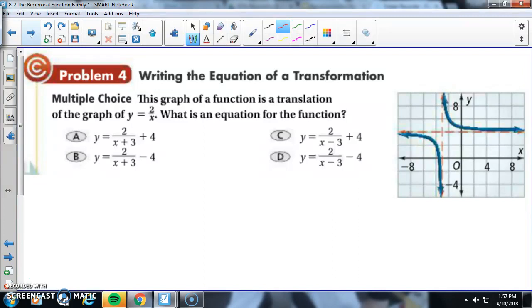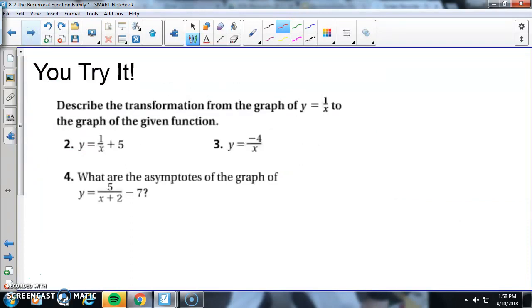Writing the equation of the transformation, we have to look at first our asymptotes. Our asymptotes are at negative 3 and at 1, 2, 3, 4. So we have to go up 4. And since it's negative 3, it's going to be positive 3 in the equation, so that would be our equation for the graph provided. You guys try these 3 problems.